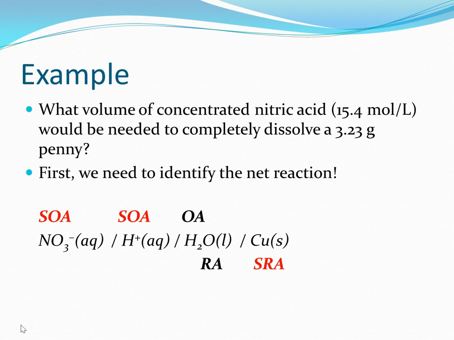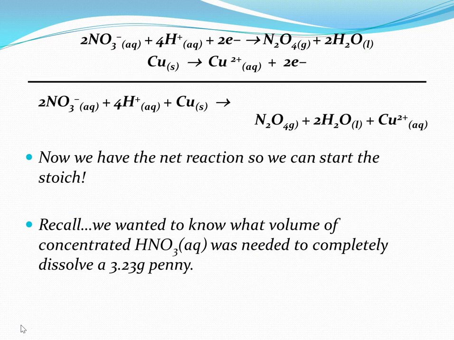Now follow along with the steps in the second example. If you like, pause here and see if you can work ahead, and then play the remainder of the video to check your answer. In this question, the scenario involves dissolving a copper penny in nitric acid. The entities are all identified and the strongest oxidizing agent and strongest reducing agent are determined. The reduction half reaction for the oxidizing agent is written, and the oxidation half reaction for the reducing agent is written. These two reactions are combined to give us the net reaction.